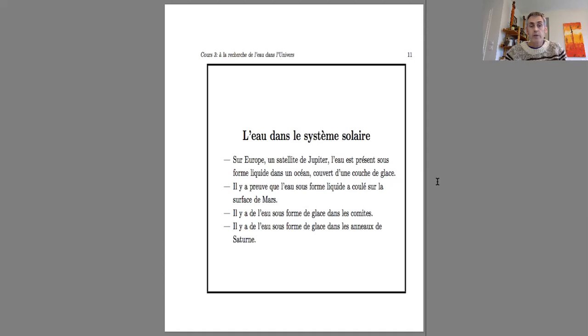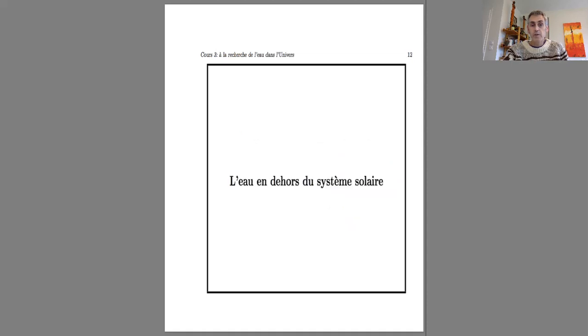On Mars, there's evidence that water flowed on the surface of Mars. Today, there is water on Mars, but it's in solid form in the polar regions. There's ice on comets, and there's also ice in the rings around Saturn. So lots of water in the solar system.